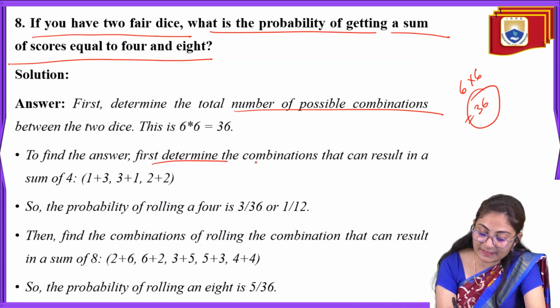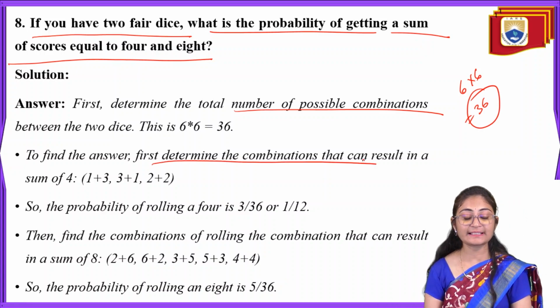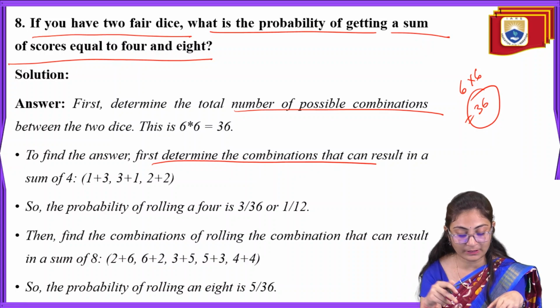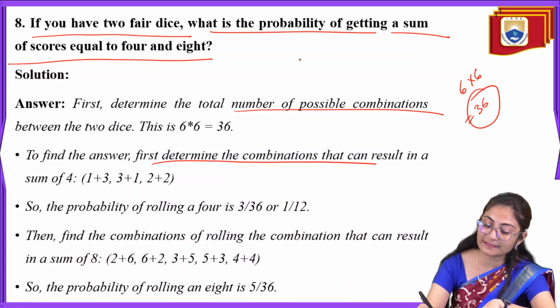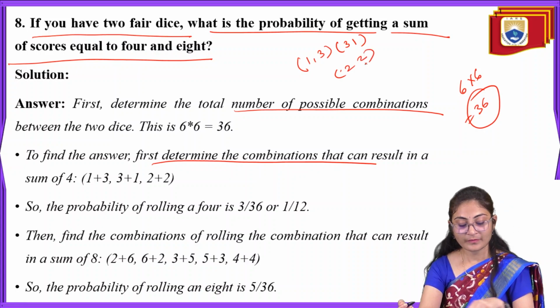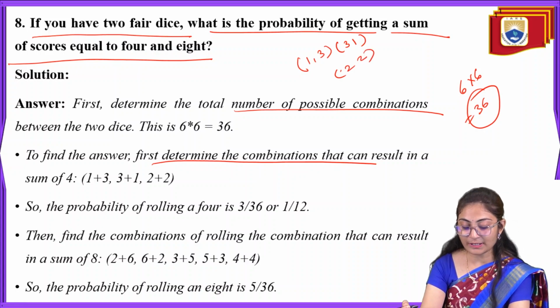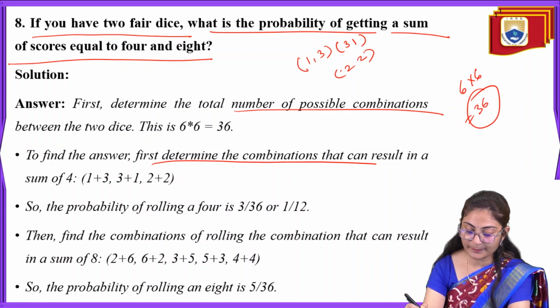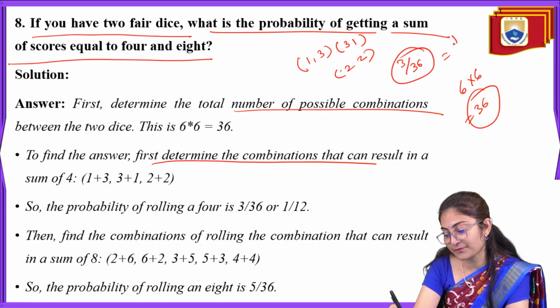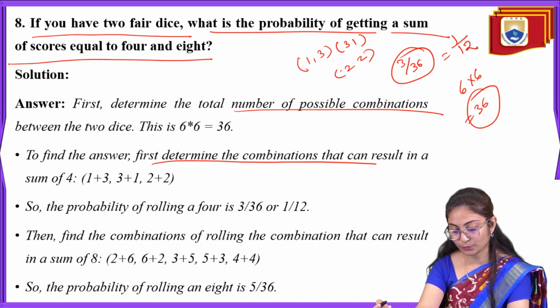First determine the combinations that can result in the sum of 4. When you check one by one, you will get the combinations (1, 3), (3, 1) and (2, 2). So for that we will get the probability 3 by 36, that means we can say 1 by 12.